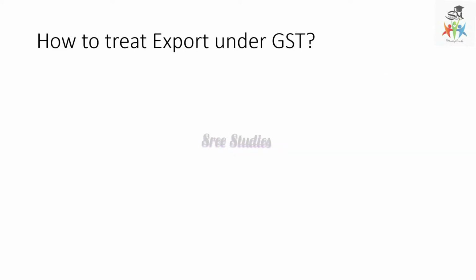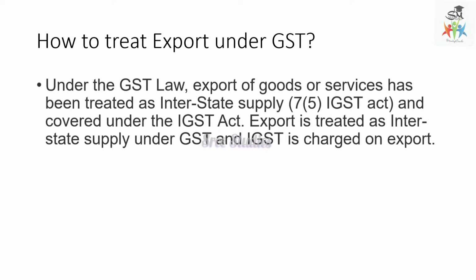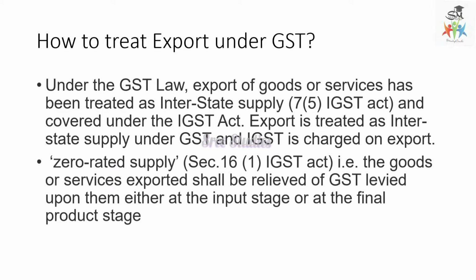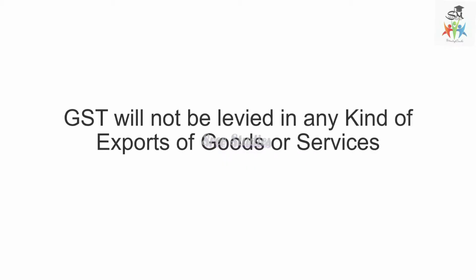How to treat export under GST? Under GST law, export of goods or services is treated as an interstate supply under Section 7(5) of the IGST Act, which is covered under the same Act. So the export is treated as an interstate supply, and also as zero rated supply under Section 16(1) of the IGST Act. So the goods or services which are exported shall not be levied GST either at their input stage or at the final stage. So you come to know that GST will not be levied on any kind of export of goods or services.